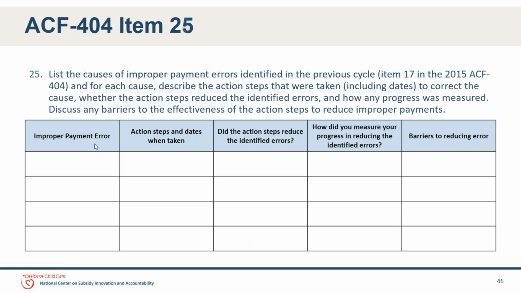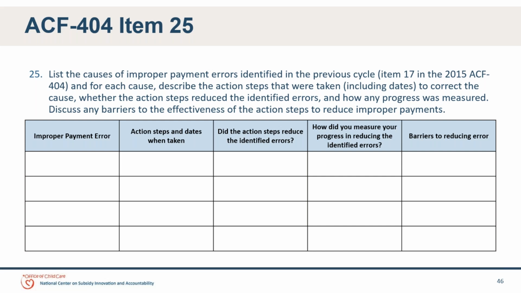And for item 25, you're going to need to refer to your previous 404 report from the last cycle. So the first column, improper payment error, will pre-populate in the OLDC based on what was entered in your last cycle. But to assist in completing this table, you're going to want to look at item 17 in the previous report to see what was entered for planned action steps and the timeline.